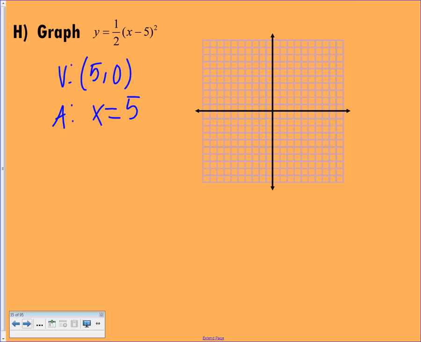So I'll go ahead and plot that. 1, 2, 3, 4, 5. So (5, 0). The axis of symmetry you have to draw in as a dashed vertical line. And then I'll go ahead and find another point on that line.